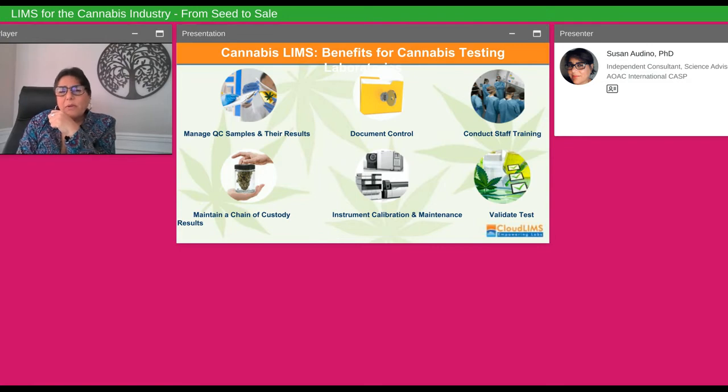LIMS can also help the testing lab with staff training. Staff training, again, happens every day all over the place, and we need records of all of that. So LIMS can not only manage those records, but they can also help us to identify the training needs that are upcoming and current. And so, again, many applications with that.